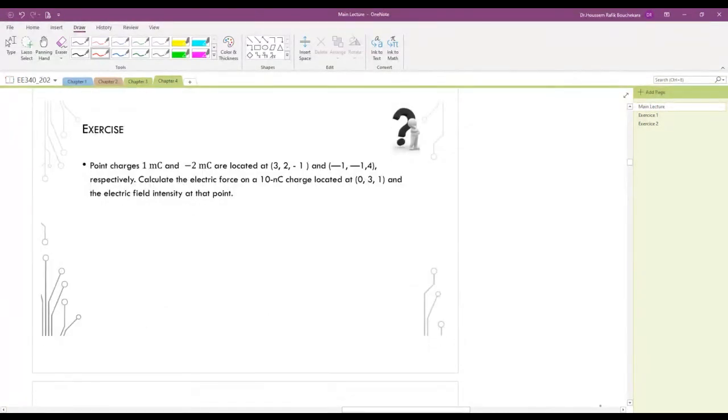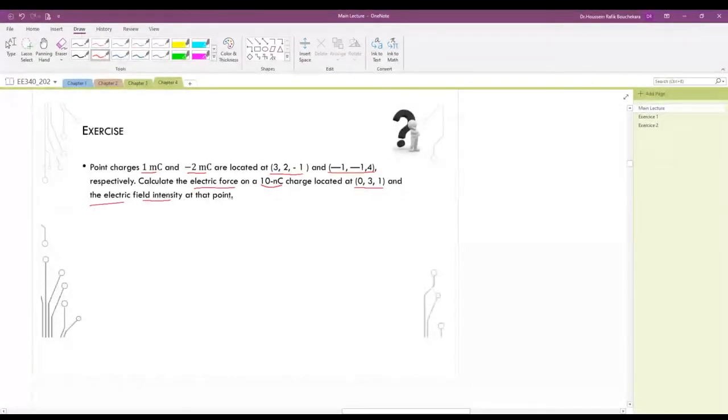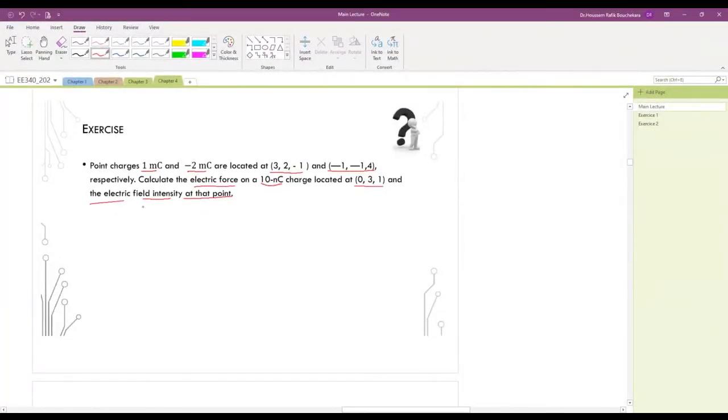Let's solve this exercise together quickly. What we have here are 2 point charges. They are located at these positions. Calculate the electric field on a 10 nanocoulomb charge located at the point, and the electric field, the electric force and the electric field intensity at that point. We will solve only the second question, which is the electric field and the electric force, as we did last time.